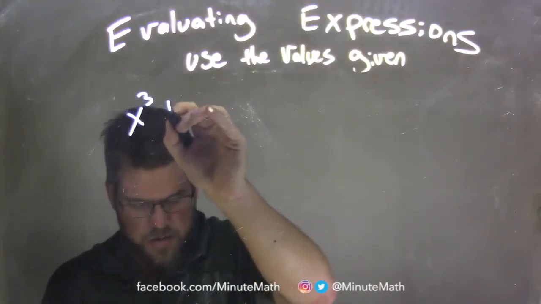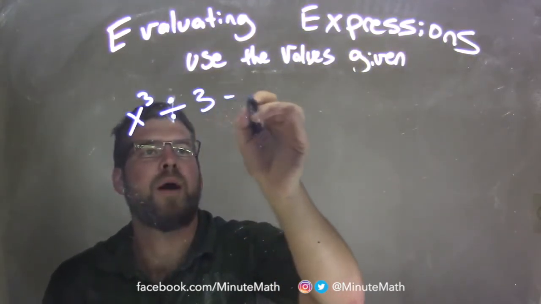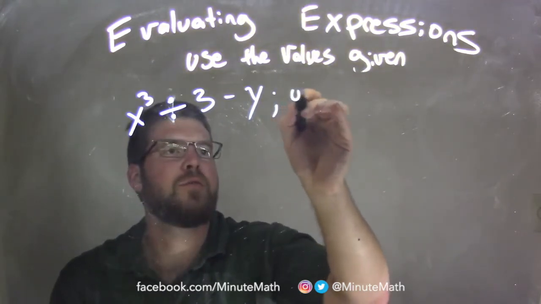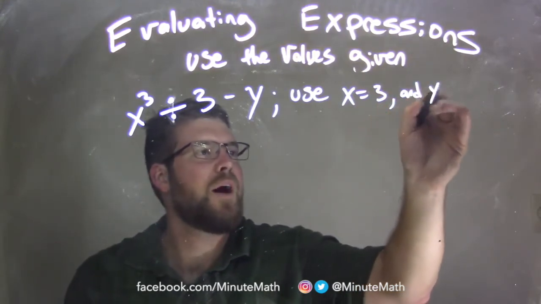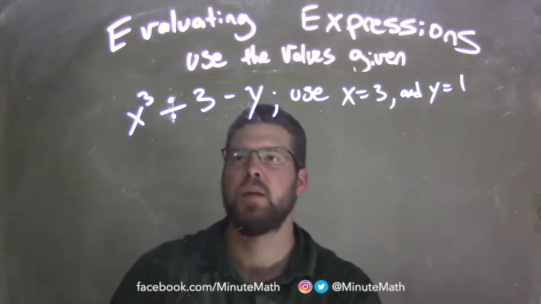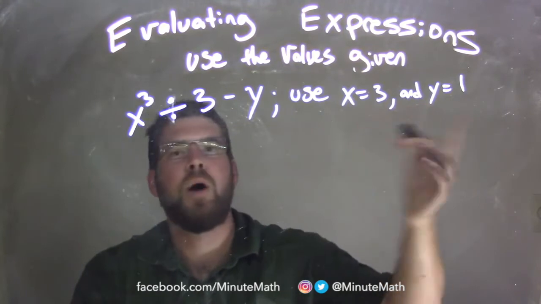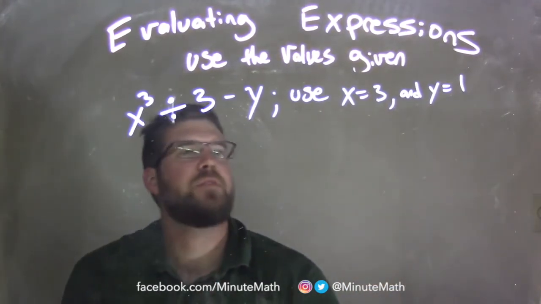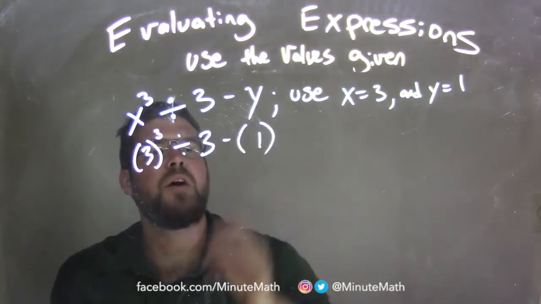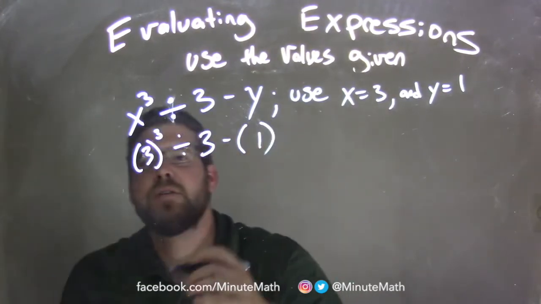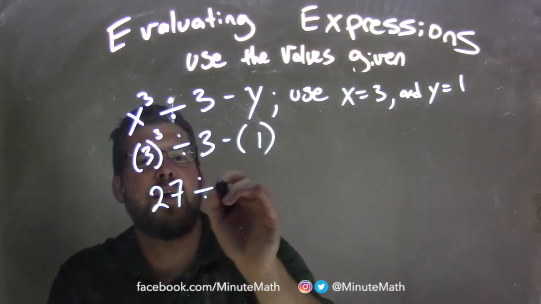x to the third divided by 3 minus y. And we wanted to use x equals 3 and y equals 1. Okay? So x to the third divided by 3 minus y. So we need to substitute variables here, x is 3 and y is 1, into our expression. Well, x is 3, so we have 3 to the third power divided by 3 minus y, which is 1. Well, 3 to the third power is 27, right? 3 times 3 is 9, times another 3 is 27, divided by 3 minus 1.